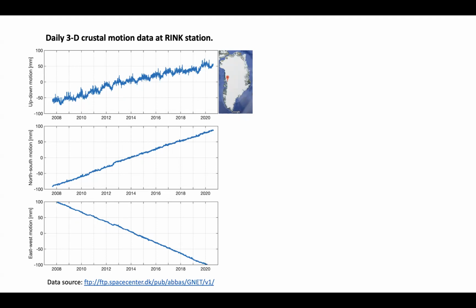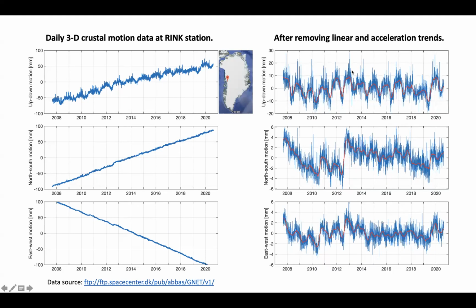When we remove the underlying trends and acceleration trends from this data, we end up with some exotic-looking signals. Some of these signals are really systematic. For example, you can see a seasonal cycle here, but at times these signals can also look chaotic. For example, in this horizontal component of the displacement vector, we can see a sudden shift or jump in the bedrock position.